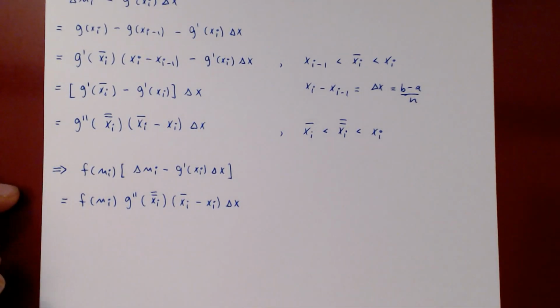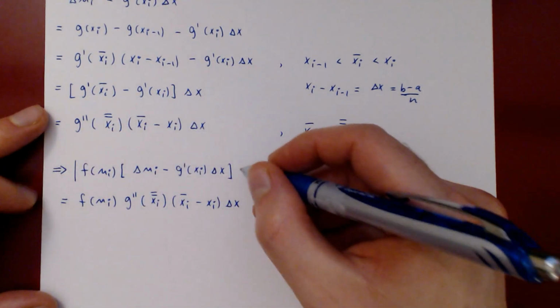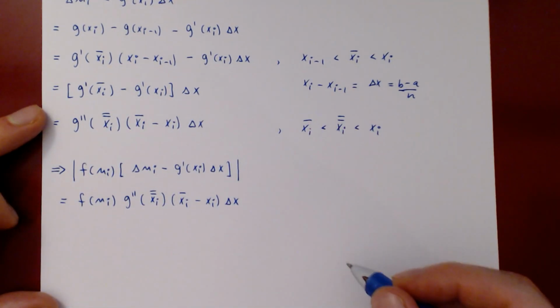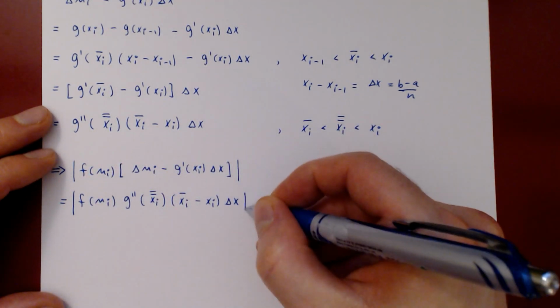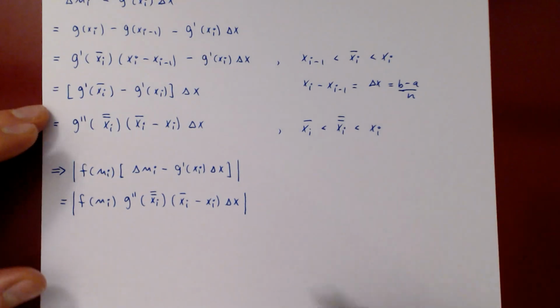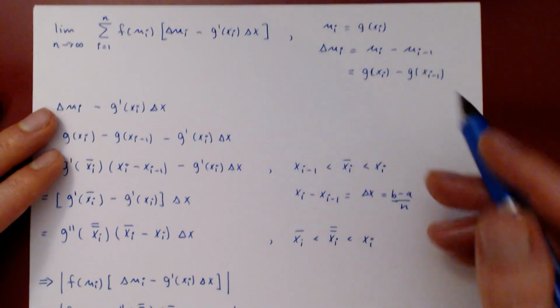And now we want to look at the size of this term. So we take the absolute value of the ith term of our summation. And this is where things get interesting. Recall that ui is g of xi.